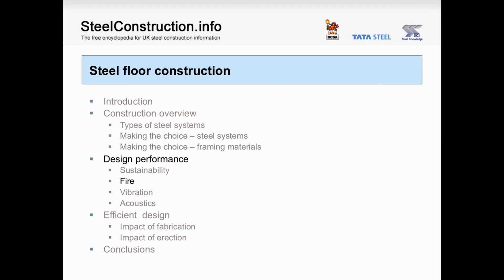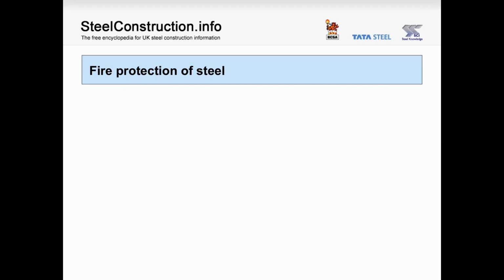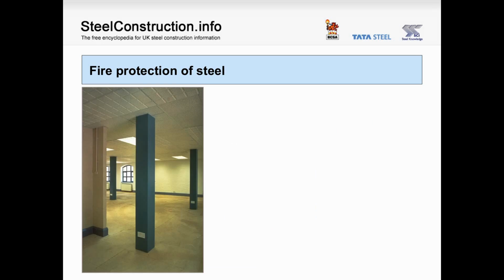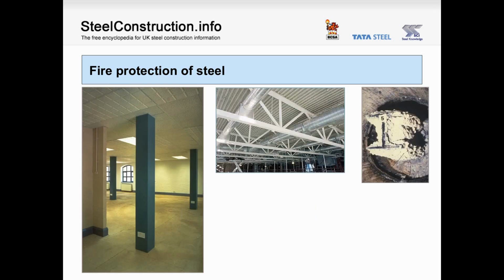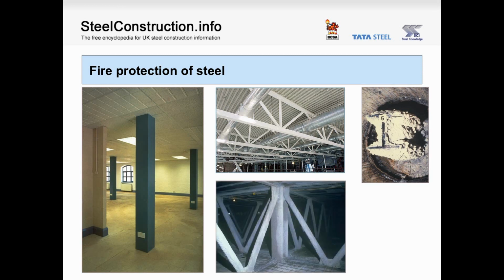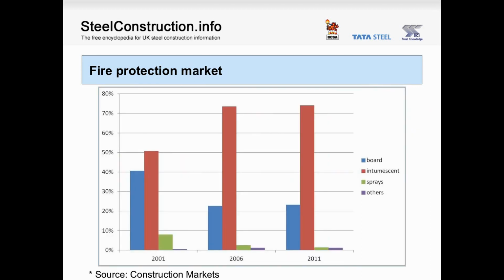Moving on to consider fire protection. The common fire protection systems are boarded systems, intumescent coatings, where under fire conditions the coating chars to provide insulation to the steel to achieve the design fire period, and less commonly in the UK, cementitious sprays. As can be seen in terms of market share, the green cementitious sprays have declined over the last 10 years, such that now they're only seen on projects with strong American influence.